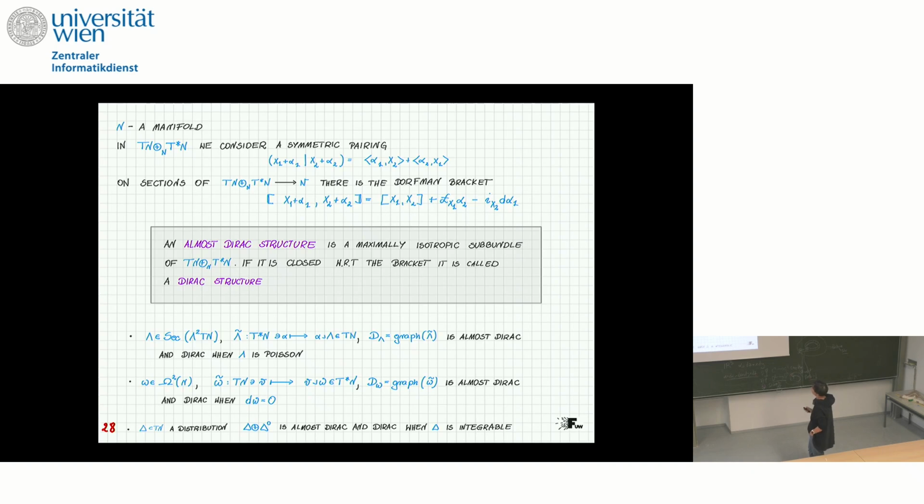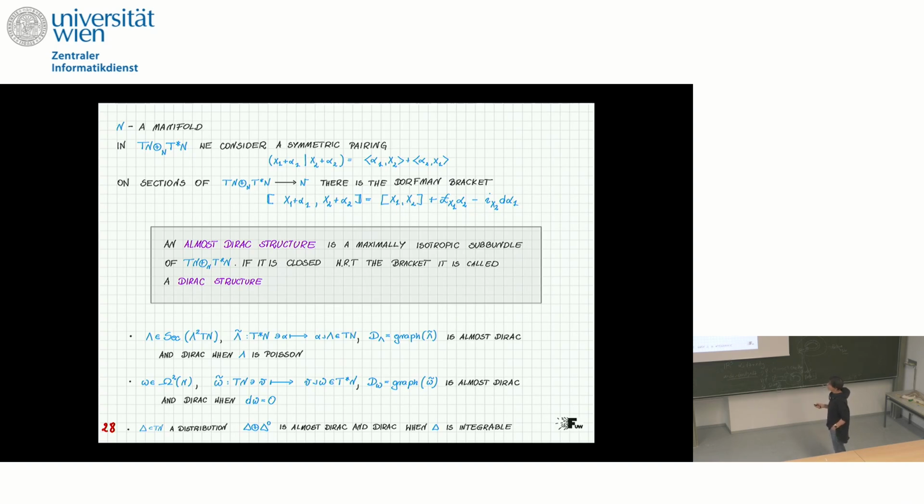So the original definition is like that: an almost Dirac structure is a maximally isotropic subbundle of this bundle, maximally isotropic with respect to the pairing. If it is additionally closed with respect to this bracket, it is called a Dirac structure. What we will be using are almost Dirac structures. And there are several canonical examples of Dirac structure.